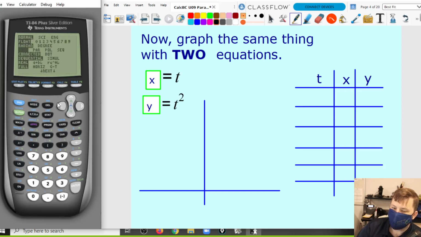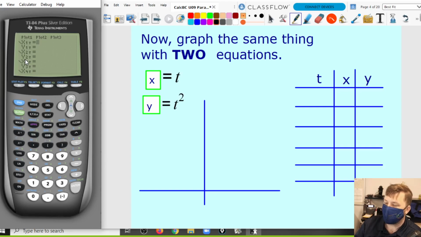So hit the mode button right here and switch from func to par. Now I go to the y equals, and notice there's x1 and y1, x2, y2. So it's a pair. Basically I have an equation for my x values, an equation for my y values, and we move over time. So x is going to be t, and y is going to be t squared. And watch what happens when we graph this. It moved up just like this.